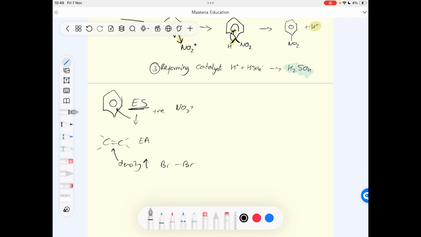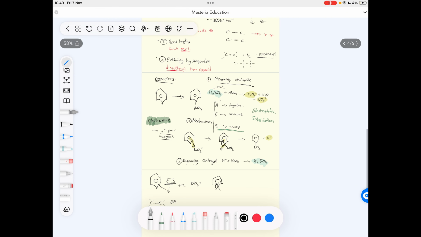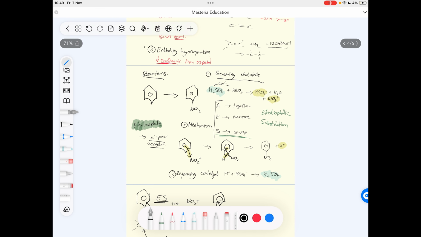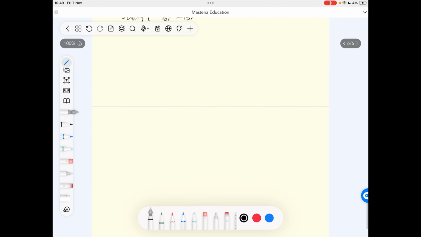The other reason is, in order for the stability of my benzene ring to form back, we have to break this bond. So we can't have two things, essentially. So that was our first reaction. It was H2SO4 plus HNO3. Now, all these other reactions are exactly the same thing, just slightly different.